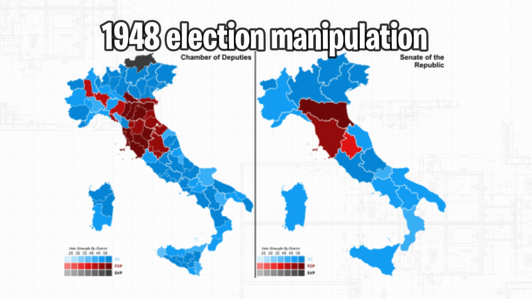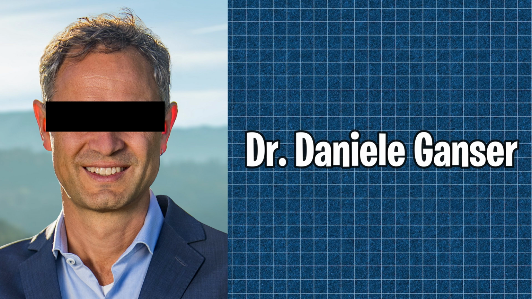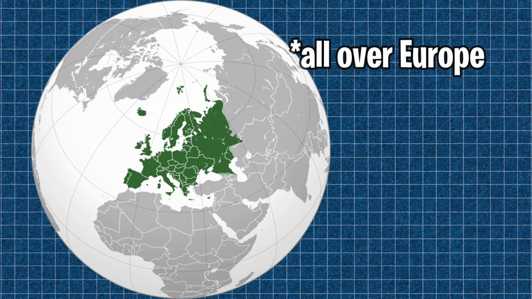Now, what would the CIA do? Well, one thing is the manipulation of the 1948 Italian elections. Now, this is the only thing we are sure of. According to Daniele Ganser, who is a very controversial author, he believes that this has not just happened in Italy, but also all across the world.